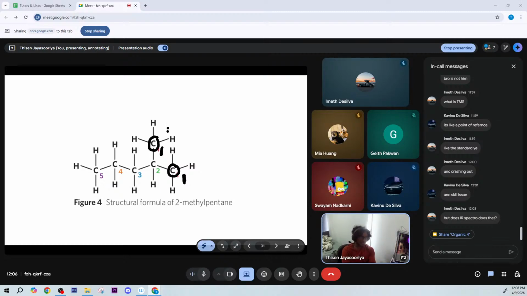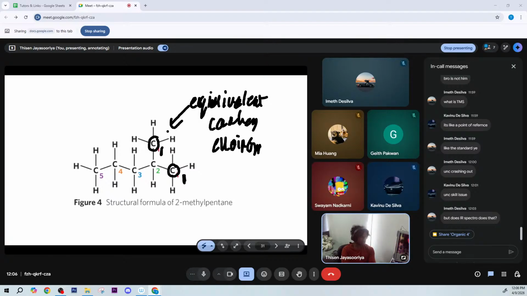We call these equivalent carbon environments. Does that make sense? They're equivalent carbon environments.